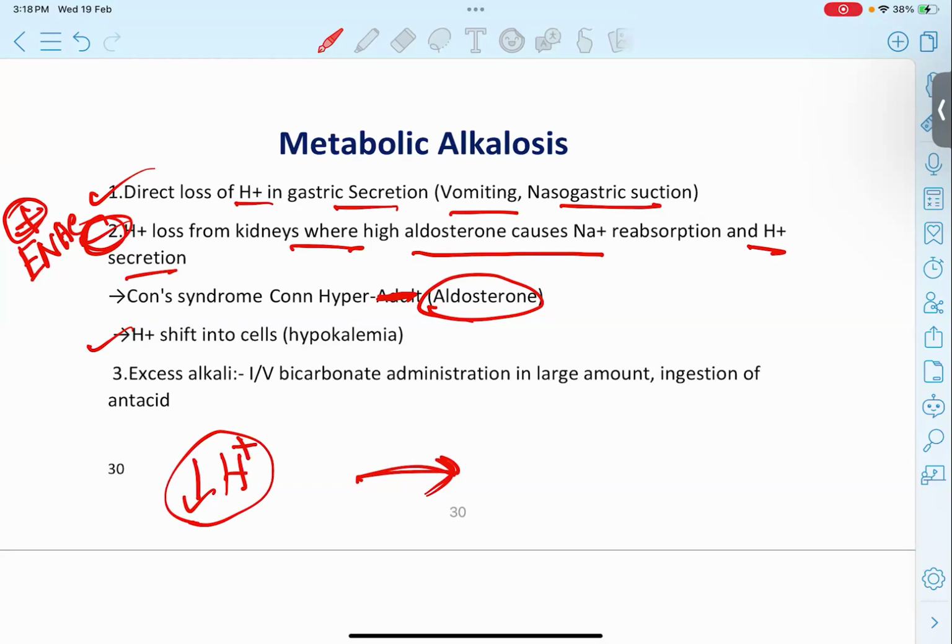And lastly, excess alkali. If there is any IV bicarbonate administration in large amount, or ingestion of antacid, there can also be metabolic alkalosis. So these are the situations where we can find metabolic alkalosis.